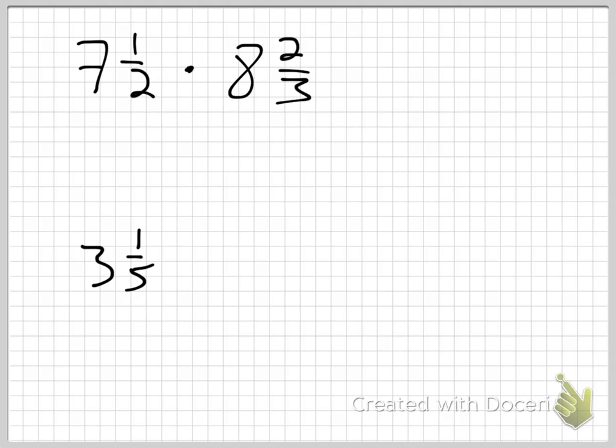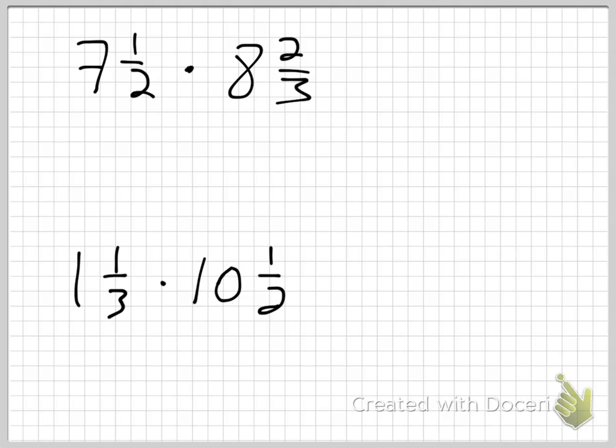Okay, do this for me. Let's do the 7.5 times 8 2/3. This is the quiz. And then I want 3 1/5 times 1. Oh, no, not that one, that's a bad one. 1 1/3 times 10 1/2. That's what I want. You're actually finding the answers, not estimating.